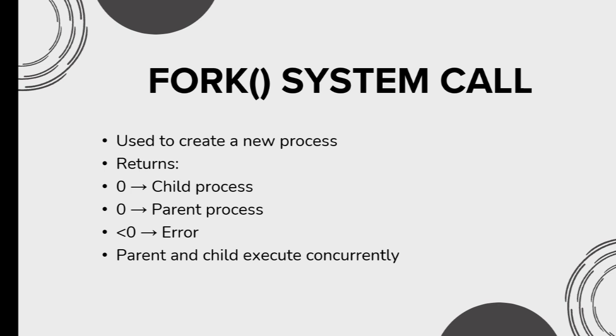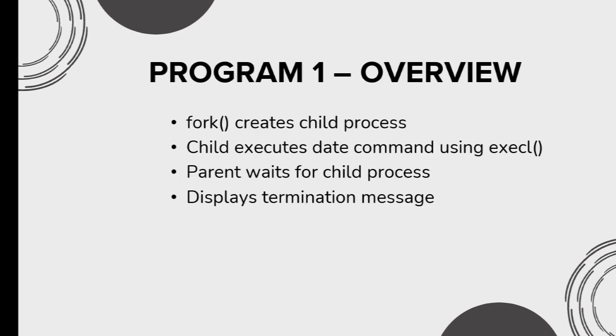The important part is its return value. It returns 0 to the child process. It returns the child's process ID to the parent, and if something goes wrong, it returns a negative value. After the fork, both the parent and child execute concurrently, starting from the very next instruction.